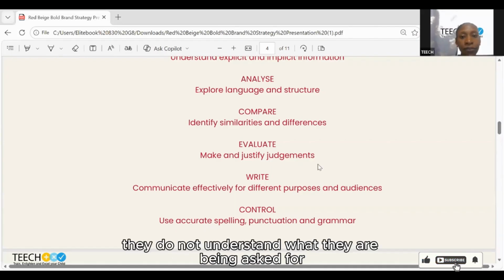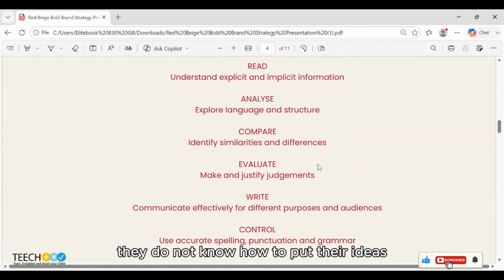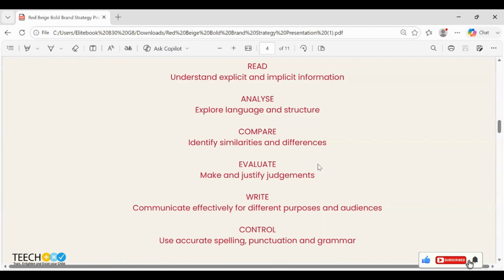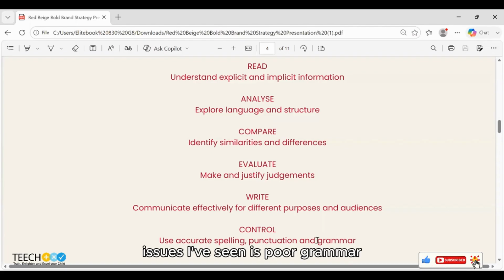First things first, they don't understand what they are being asked for. Secondly, they do not know how to put their ideas together into something cogent and fluent. Thirdly, it's either punctuation or grammar errors. One of the most encountered issues I've seen is poor grammar and poor punctuation, right?